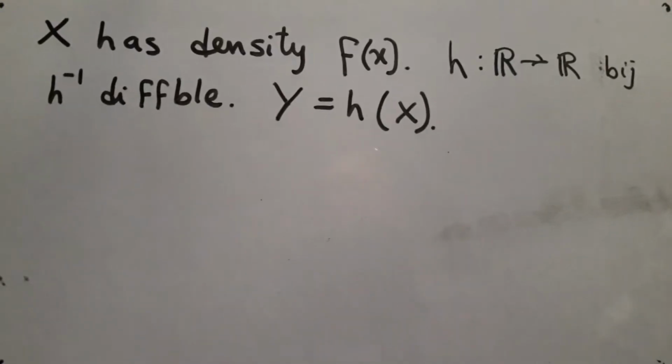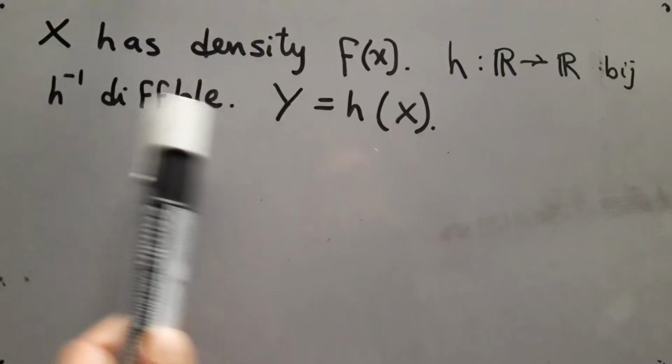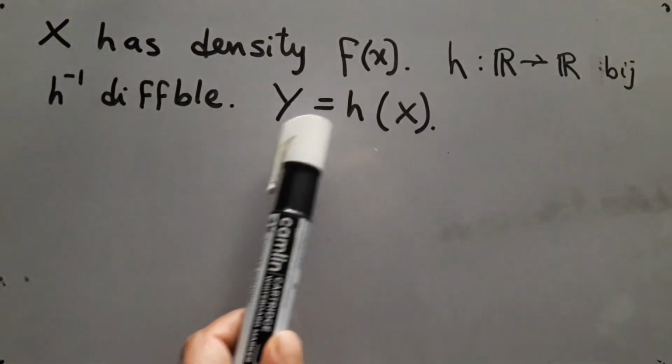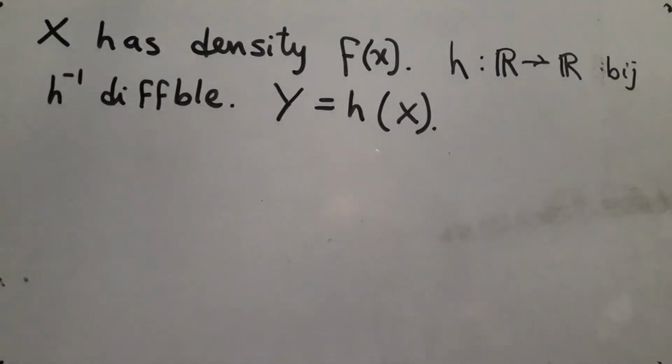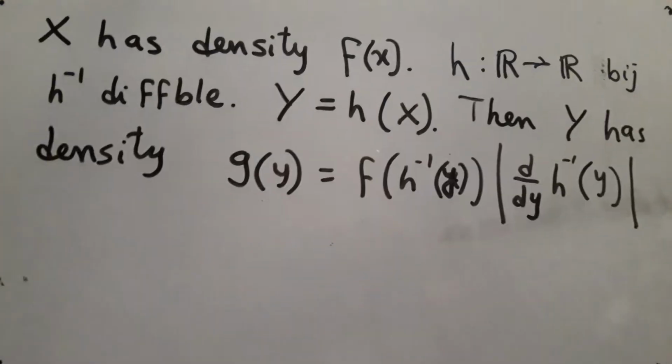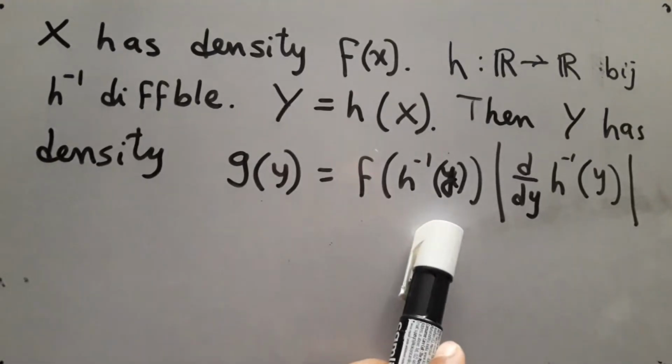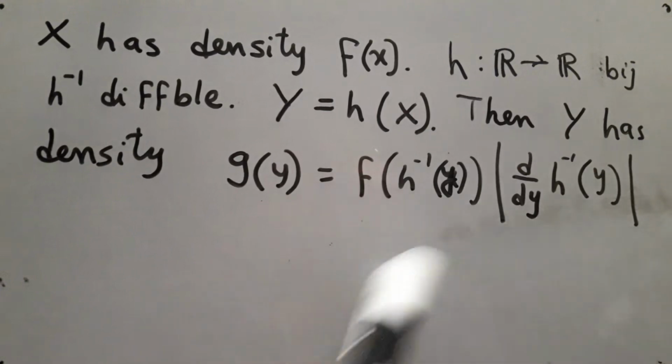We have already seen this setup. X has density little f, h is a function R to R which is a bijection, and inverse is differentiable, and we are transforming x using this function h to get y equal to h of x. Then the density of y is given by gy, which is f of h inverse y, then this term.